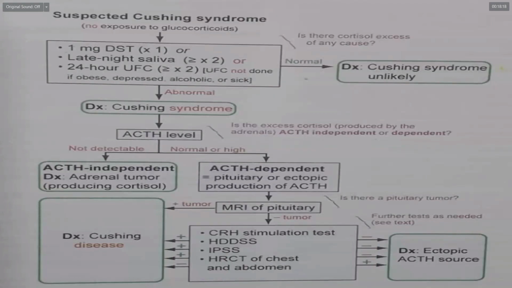Doctor, this diagram shows us the dexamethasone suppression test and how we know if we diagnose Cushing or not Cushing, and if Cushing, we know if it's ACTH dependent or independent. Hala, for the ACTH independent we may have an adrenal cause, we may have for example adenoma, carcinoma or hyperplasia. If it's normal or high, it's ACTH dependent and it may be pituitary or ectopic. Next.